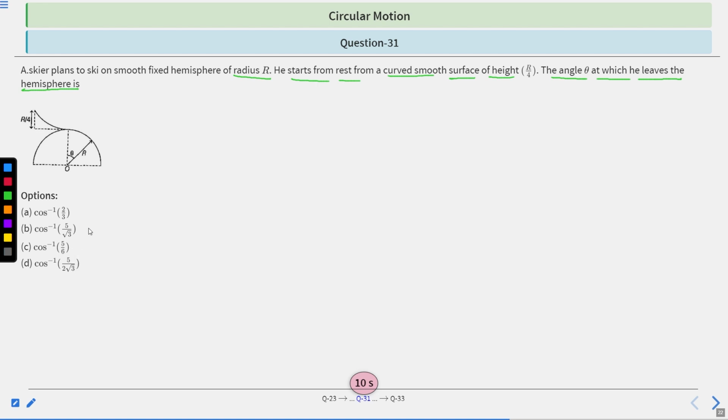You have 10 seconds to solve this question. After 10 seconds we will provide the solution.